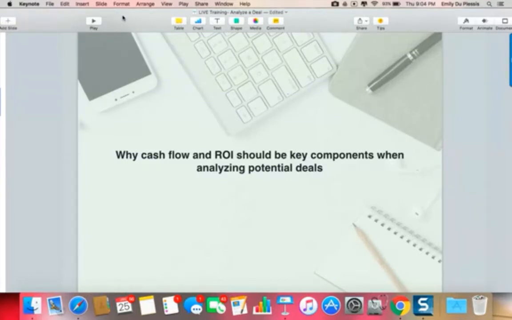When we're talking about cash flow, specifically I'm talking about positive cash flow. Cash flow is the monthly amount of cash that you earn each month after all expenses are paid on your property. So for instance, for the sake of easy numbers, say that you get $1,000 a month in rent for a rental property that you own.